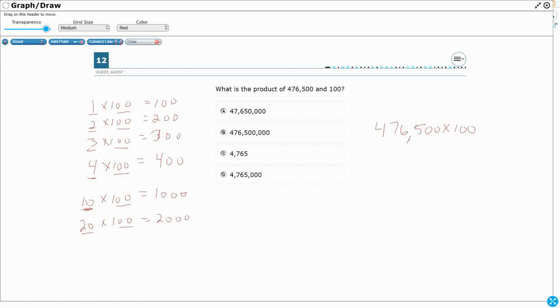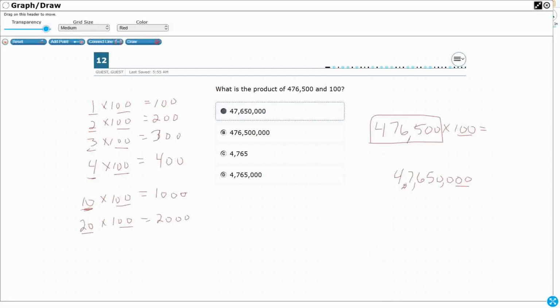476,500 times 100 equals this whole thing. I'm going to write it again down here. And I add 2 zeros. That's it. I just added 2 zeros. But my commas are going to be in different spots now. So now it's 4 millions. Let's see, I put that comma right there. How about that? 47,650,000. So our answer here is A.